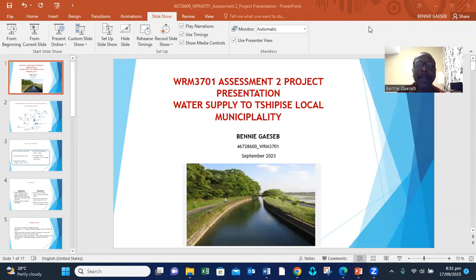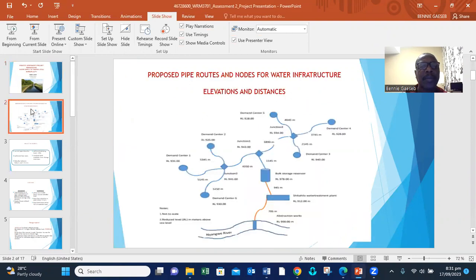My name is Benny. I'm going to present to you the design for water supply infrastructure for 6 townships located within the Limpopo municipality. This is the schematic layout of the townships. As I said, there are 6 townships, 3 situated this side of the town, 3 on the other side. We have the existing river here.